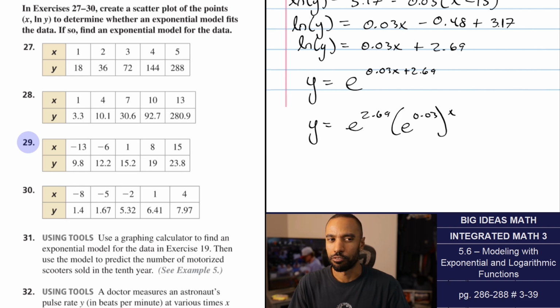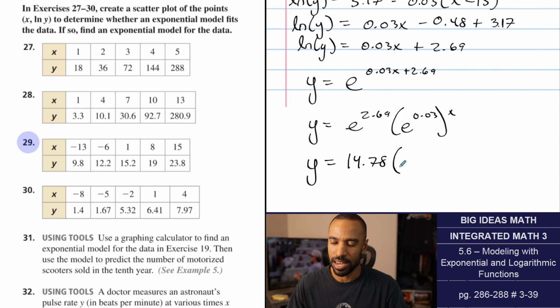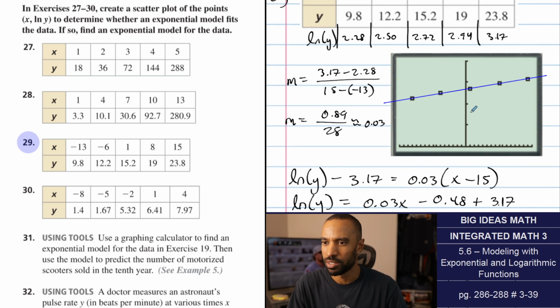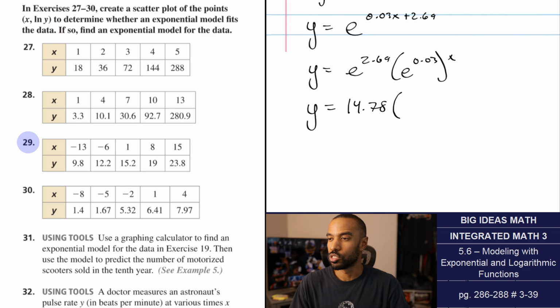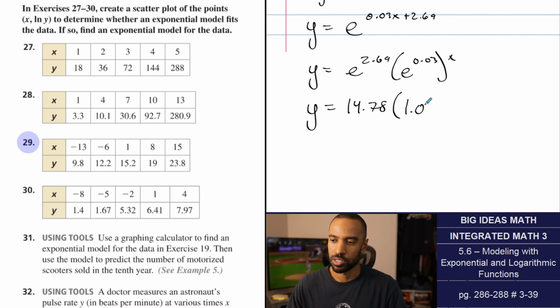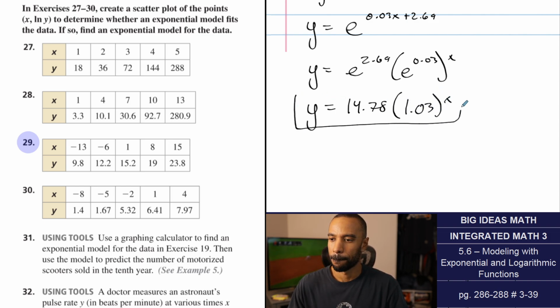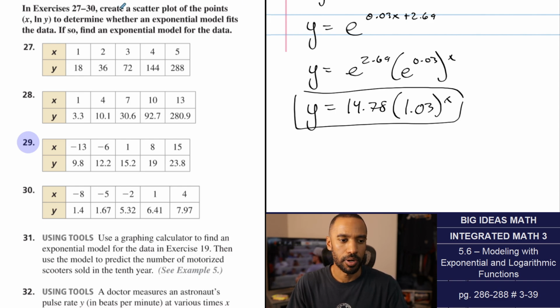E to the first value is around 14.78. So y equals 14.78 times, now e to the, what was my number? 89 over 2800. E to the 1.03 to the x power. Okay. All right, that's my number 29. Let's go to number 30.